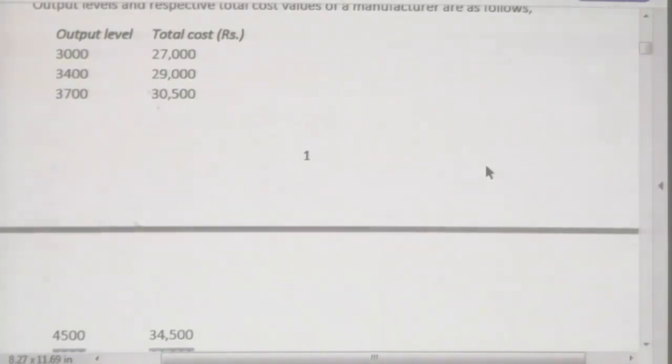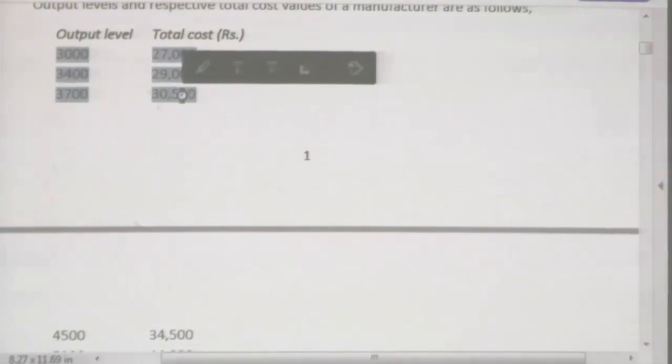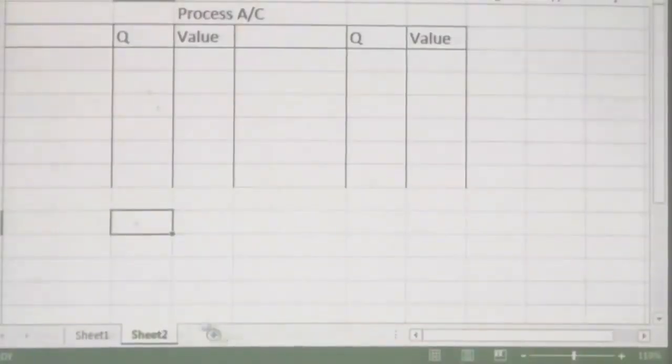Let's calculate this now using an Excel sheet. We know, let's copy these figures. I think you can do this using your calculators. Let's try here.